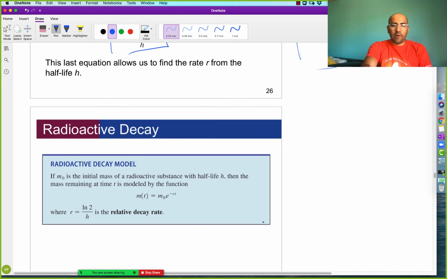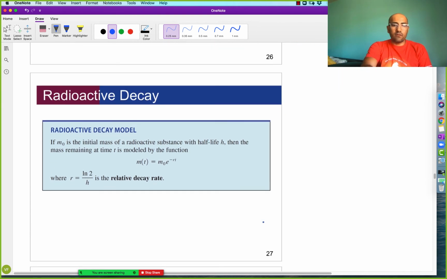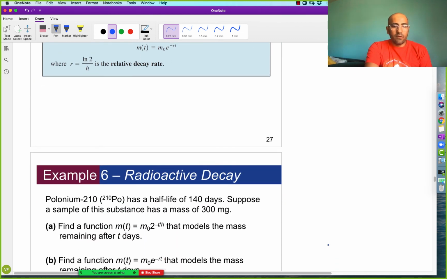Okay, so all of that is wrapped up in this nice, convenient little package here. So radioactive decay models. If m0 is the initial mass of radioactive substance with half-life h, then the mass remaining at time t is modeled by this formula. Good. Where R equals ln 2 over h, and that's the relative decay rate. Good. Okay, let's do an example.